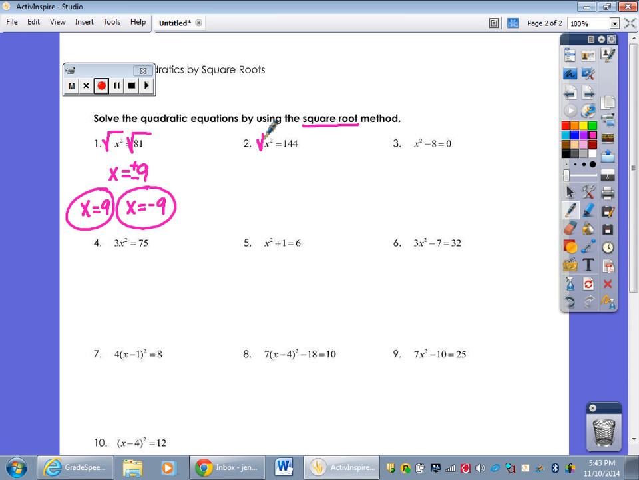Okay, number 2, take the square root of both sides. You get that x is equal to plus or minus 12 because the square root of 144 is 12. So that's x equals 12 and x equals negative 12 as our two solutions.